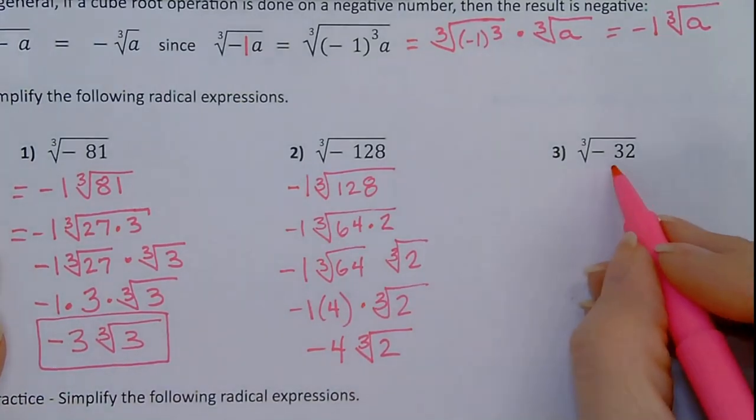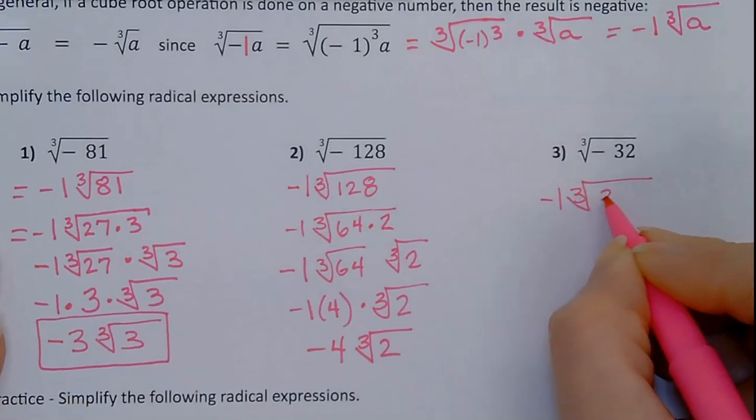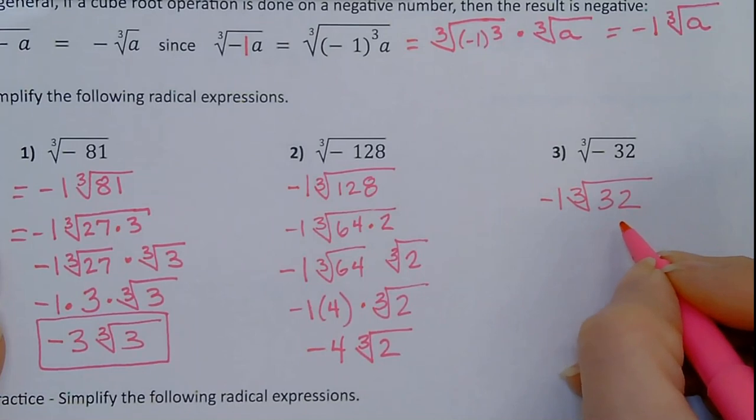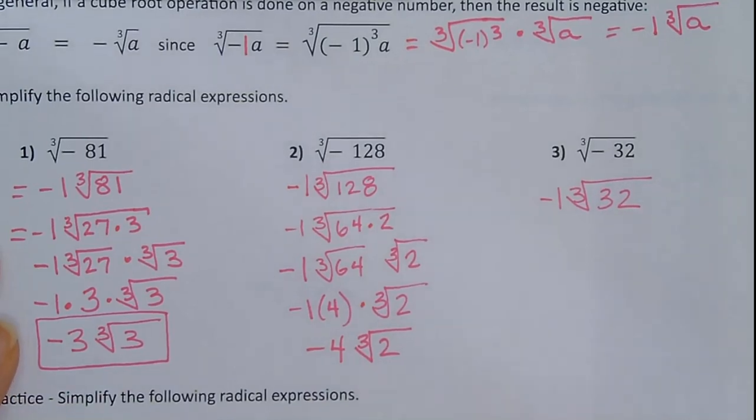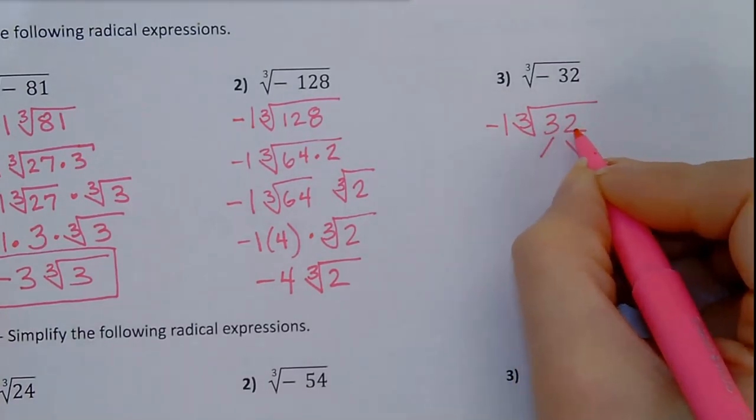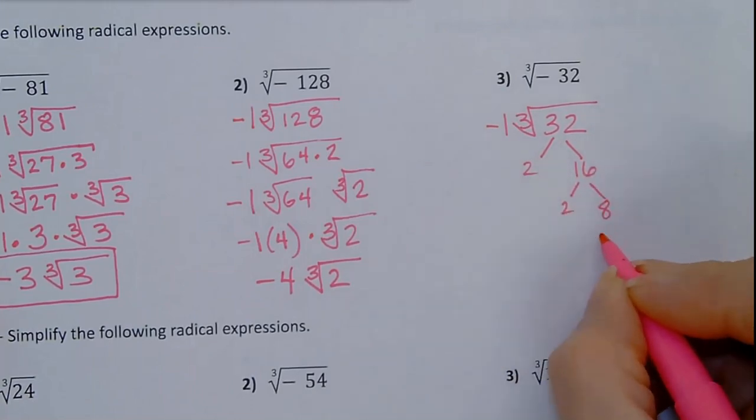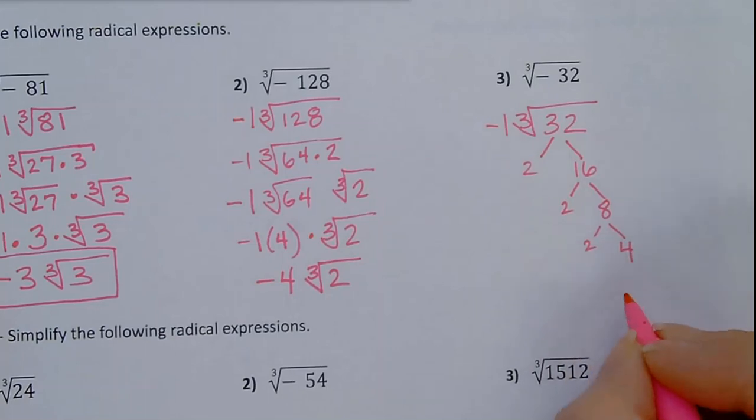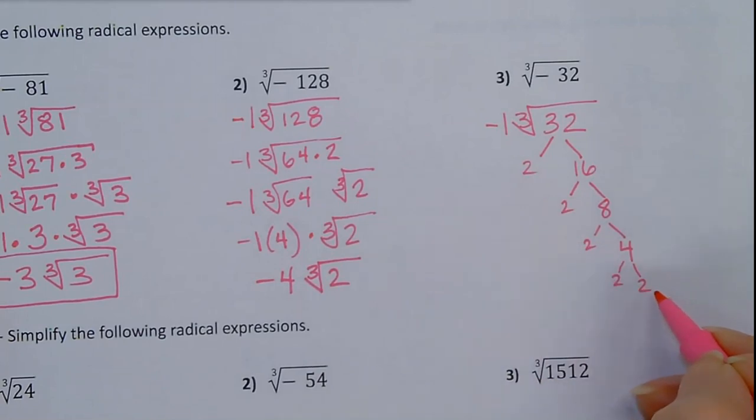Over here I'm going to take out that -1, so I have -1 times the cube root of 32. So I think 8 is probably my biggest perfect cube in here, but let's pretend I couldn't figure that out just by looking. So why don't we do this factorization method? I'm going to find the prime factors of 32. So I have 2 times 16, and 2 times 8, and 2 times 4, and 2 times 2. These are 2 times 2 times 2 times 2 times 2. And if I do all that multiplication, I do get 32.